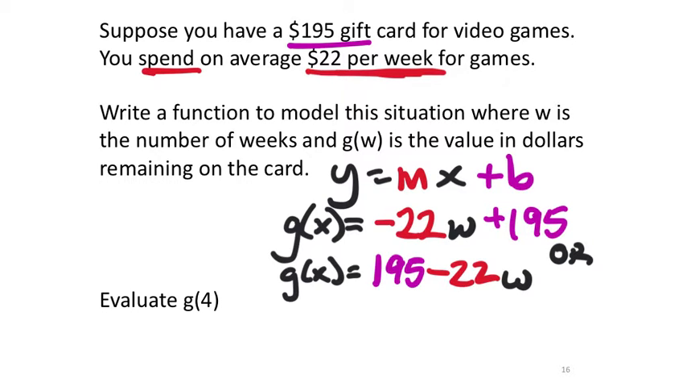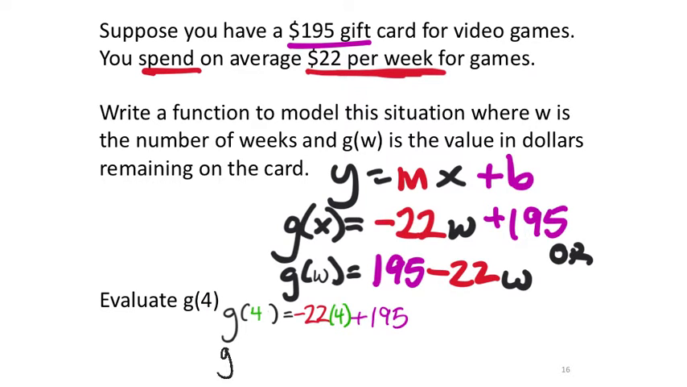But then it says evaluate G of 4. I'm going to use the regular slope-intercept form for me. Of course, you're not required to do that, but that's what I'm going to do. So I'm going to set it up. And at this point, of course, I put an X there. Sorry, it should be W. But either way, we're going to replace that with a 4 anyway. So after 4 weeks, that's what this would interpret as: how much money would be left on the card after 4 weeks.